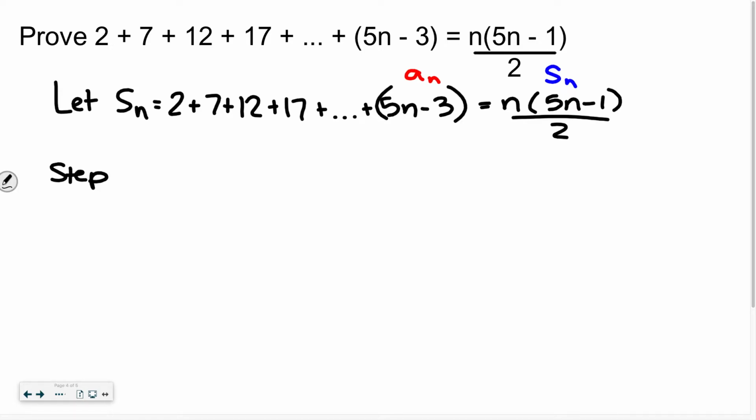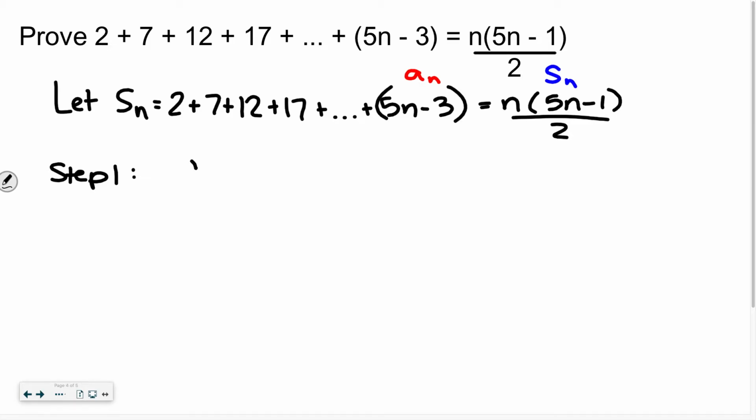I'll have for you on your test on Friday 3 spaces. It'll say step 1, assume, step 2. Okay, so what's step 1? What are we going to do? Verify for n equals 1, plug in for s sub 1.